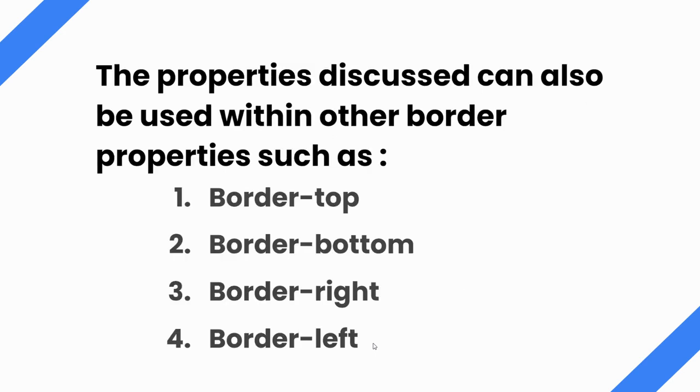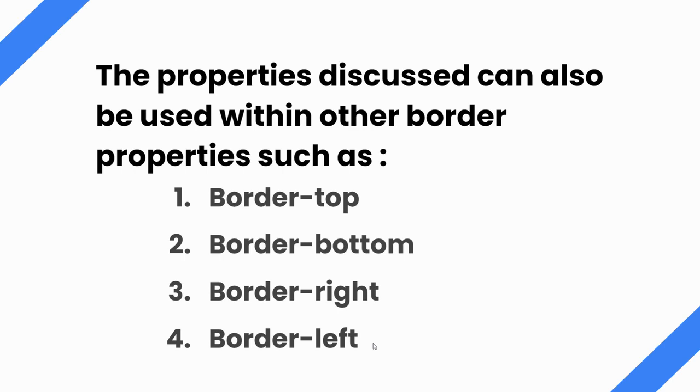So the properties discussed can also be used within other properties such as the border top, border bottom, border right, and border left. Yes. So like I said before, unlike the padding, which is a shorthand for these properties directly, the border property is actually a shorthand for this one, but it's also a shorthand for the other properties. So there's a way everything is being mixed. So I think properly you are supposed to have each of these properties under the properties we discussed. That's the border width, the border style, and the border color.